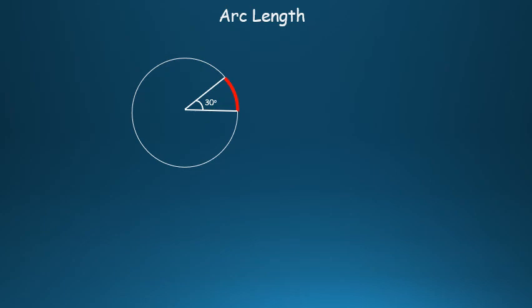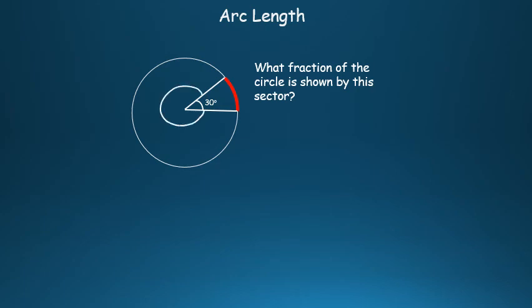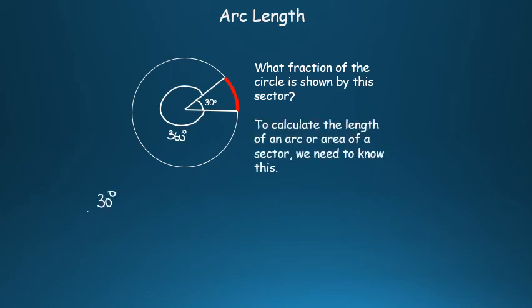So here we have an arc length. Could we figure out what fraction of the circle is shown? Well, of course we can. So the whole circle, the full rotation is 360 degrees. So if we have got 30 degrees out of 360 degrees, then that would mean that we have a fraction of 1/12. So we have a 1/12 of a circle there. So if I wanted to work out the length of that arc, I would just go 1/12 times the circumference. Okay, so 1/12 times 2 pi r.